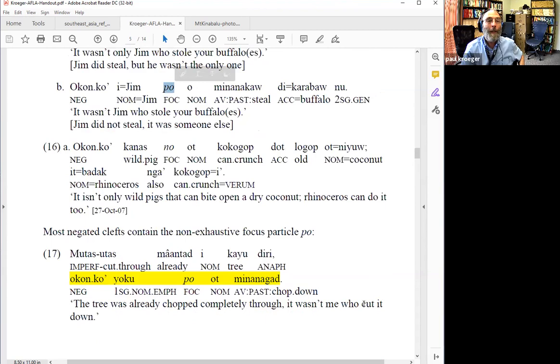And actually, back down in 17, I give you another example just to illustrate. It wasn't me who cut it, right? Just the normal way to express a negative cleft is going to have this pa particle involved.